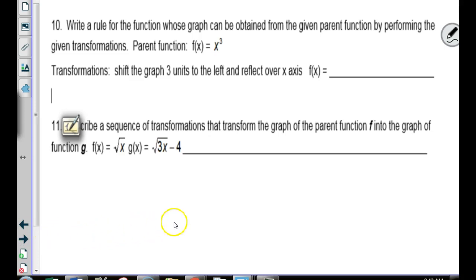All right, this is on the quiz. What about 10 and 11? How would you shift this 3 units left and reflect it over the x-axis?